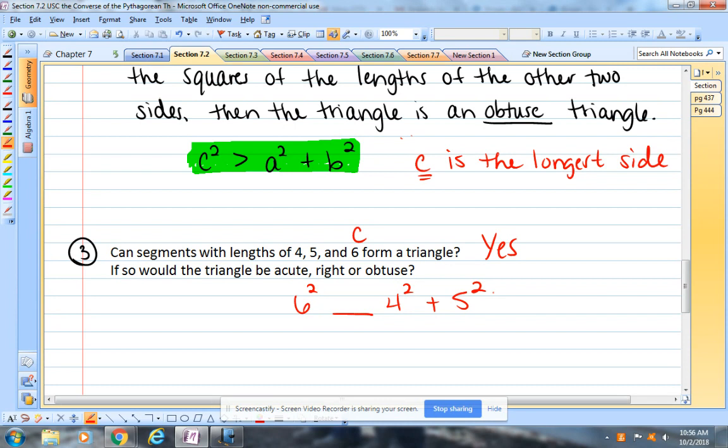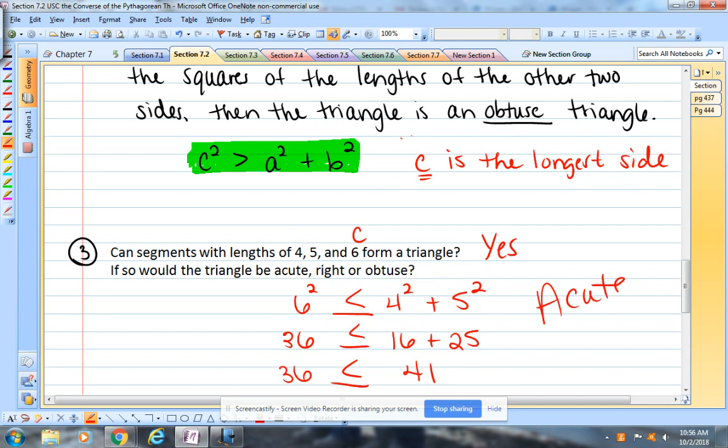Okay, so what is 6 squared? 36. And what's 4 squared? What's 5 squared? 25. So 36 compared to what's 16 plus 25? 41. Is 36 less than or greater than 41? Less than. So these will all be less than. So what kind of triangle do we have?